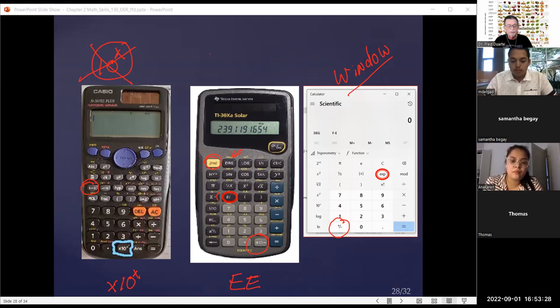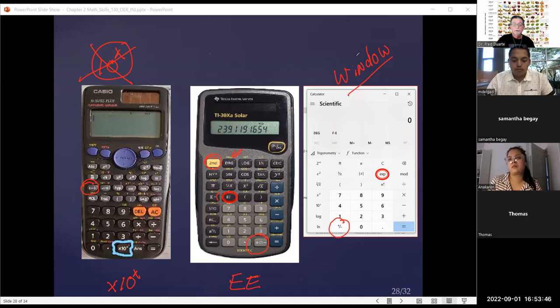Take a look. All of these, like these two on the left, have a second function for the button. That means you've got to hit the secondary button to access it. So be familiar with that, because we'll be using scientific notation to do calculations with big, humongous numbers.